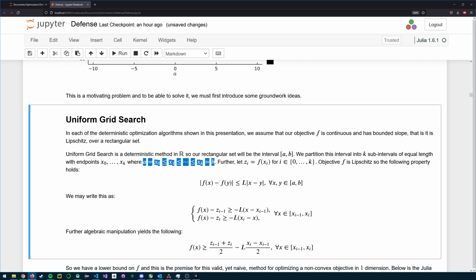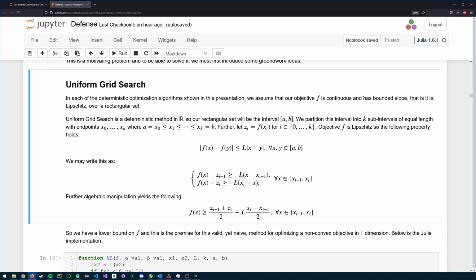So we have this inequality here. So these are all our endpoints for our subintervals. And we let this z sub i be f evaluated at x sub i for any i in our collection 0 to k. So objective f is Lipschitz, so we have this property right here, like I've said. And then if we did some algebraic stuff, we come up with this right here. We can split it up into two inequalities because we know that x is inside this interval here and is greater than this value right here and less than this value. And then if we add these two inequalities together and do a few extra algebraic manipulation steps, we get this right here.